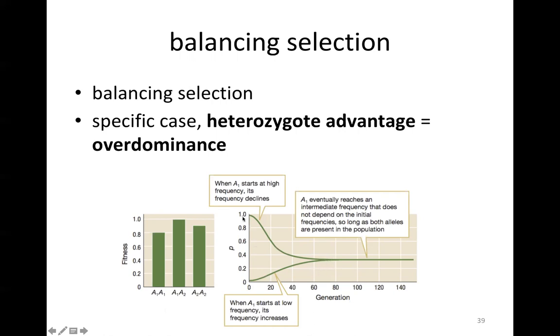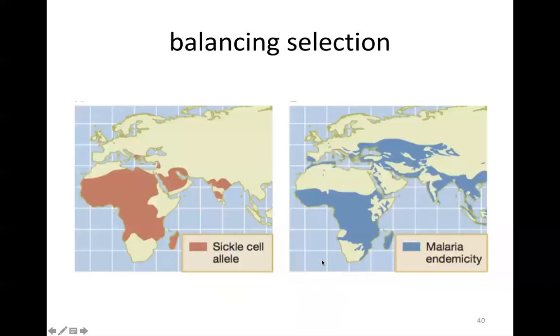You can also start the experiment from the other side. You can start the experiment with most of the gene pool having A1 at high frequency, and only a small frequency of A2s, and then the A1 frequency will decrease because, again, heterozygotes have higher fitness, and then it will reach a state where, again, the frequencies of the three genotypes are in balance given their fitness differences. What this balance is, we'll learn in a second.